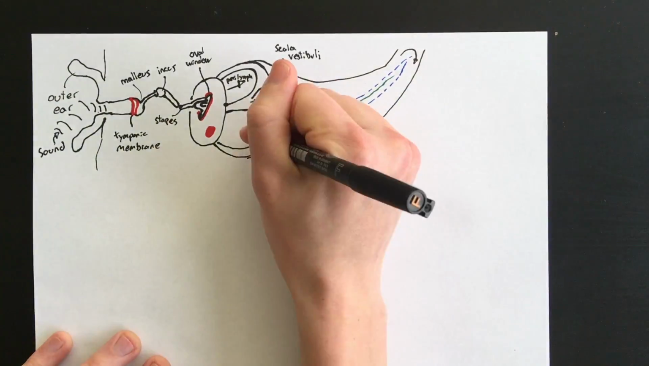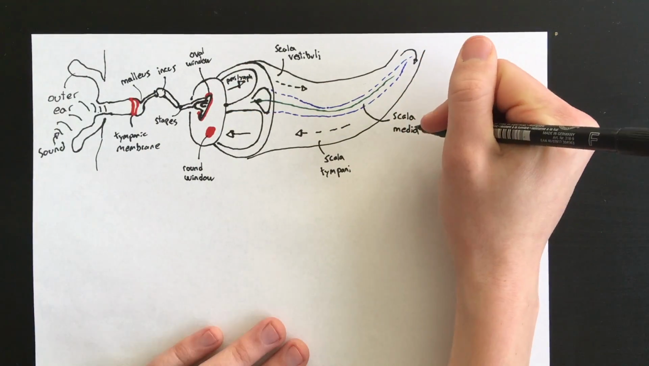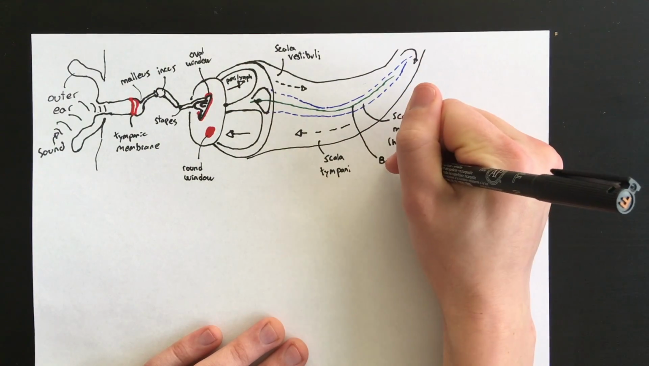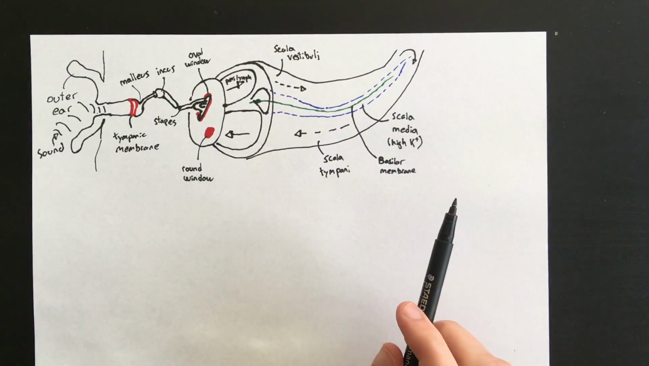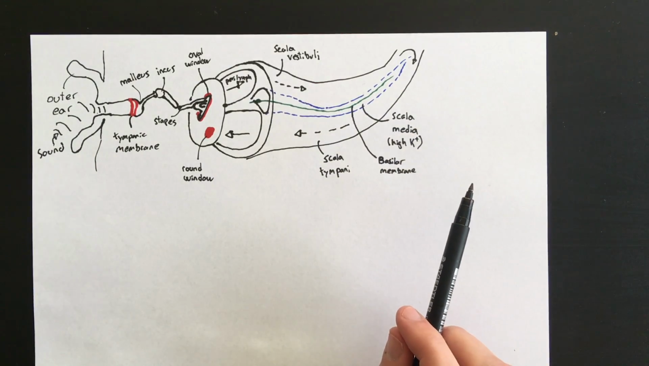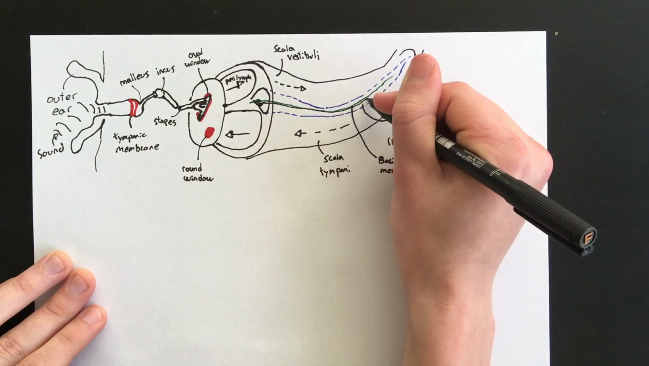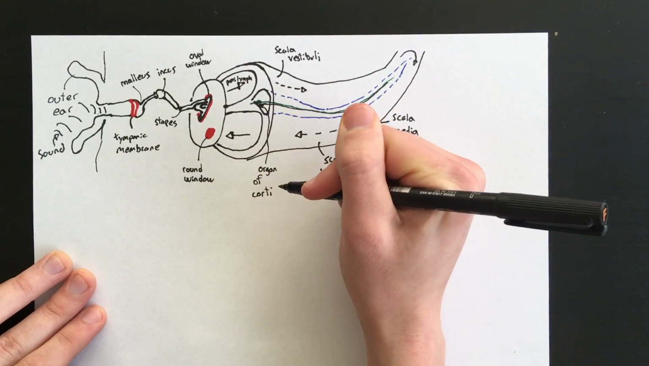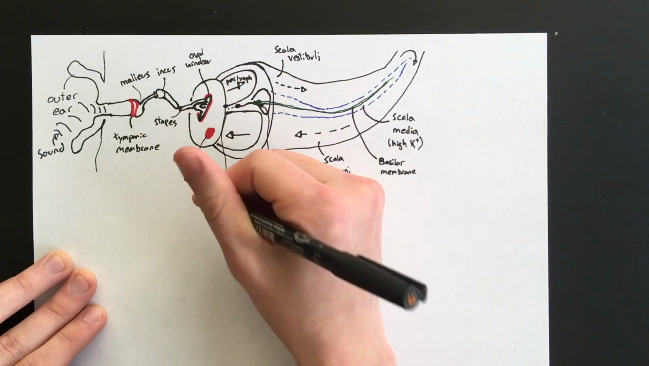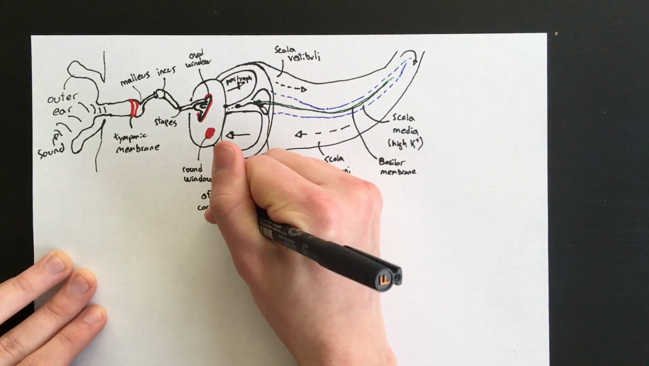is transmitted into the inner compartment, the scala media, where our high potassium concentration facilitates activation of hair cells in the organ of Corti in conjunction with the frictional forces between the basilar and tectorial membranes. This stimulates release of neurotransmitters, which is propagated through our afferent cochlear nerve.